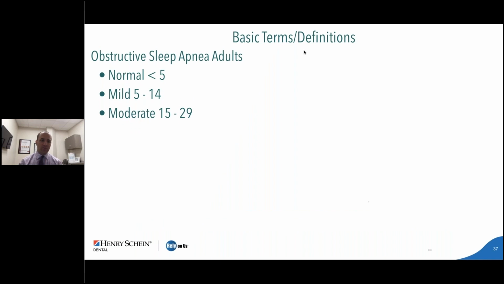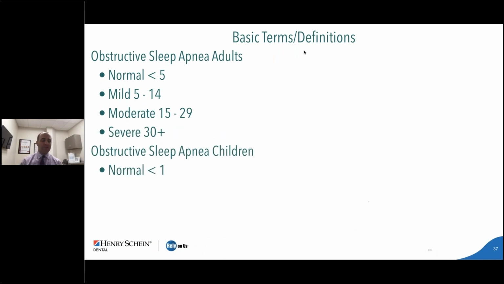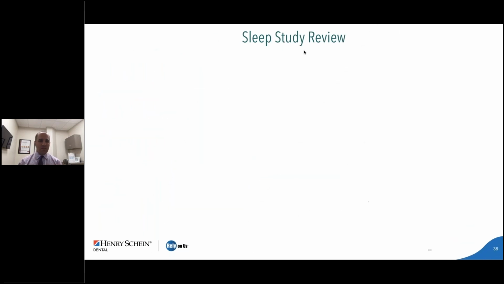With adults, normal is less than 5, greater than 30 is severe, and for kids, normal is less than 1, and greater than 10 is considered severe. These are just some guidelines that are put out for these disorders. So here's a quick example.